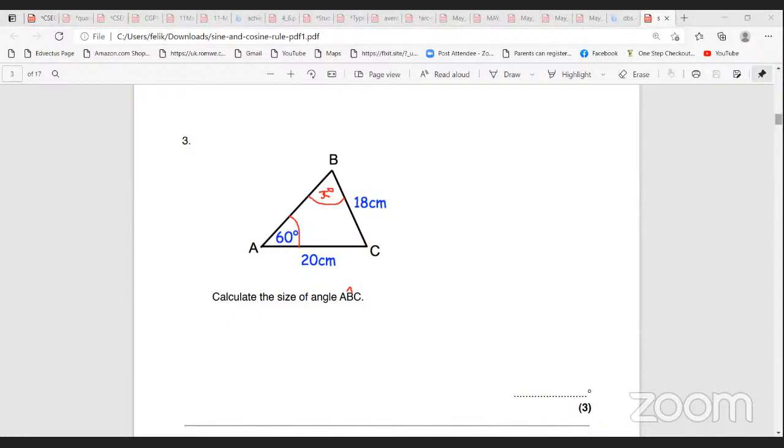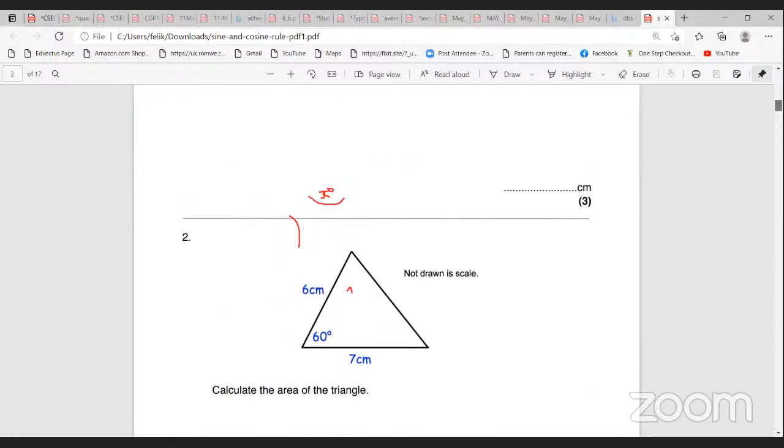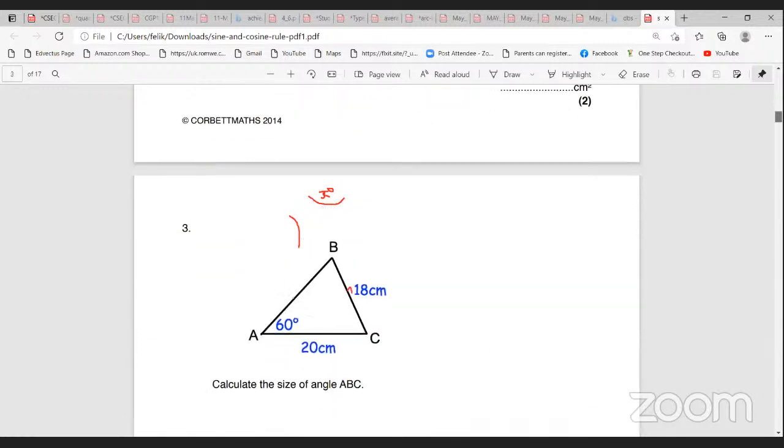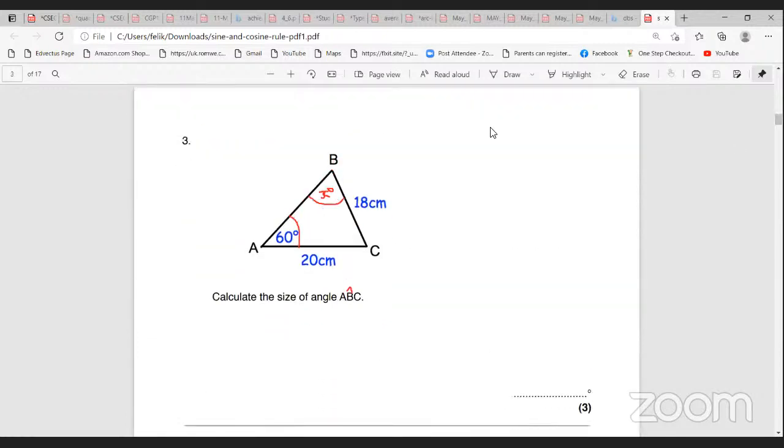The two sides and included angle would have been this. There the angle is in the middle, a sandwich, and the sides there. All right. So this is not two sides and included angle. So what should we use for this one? Which rule should we use?